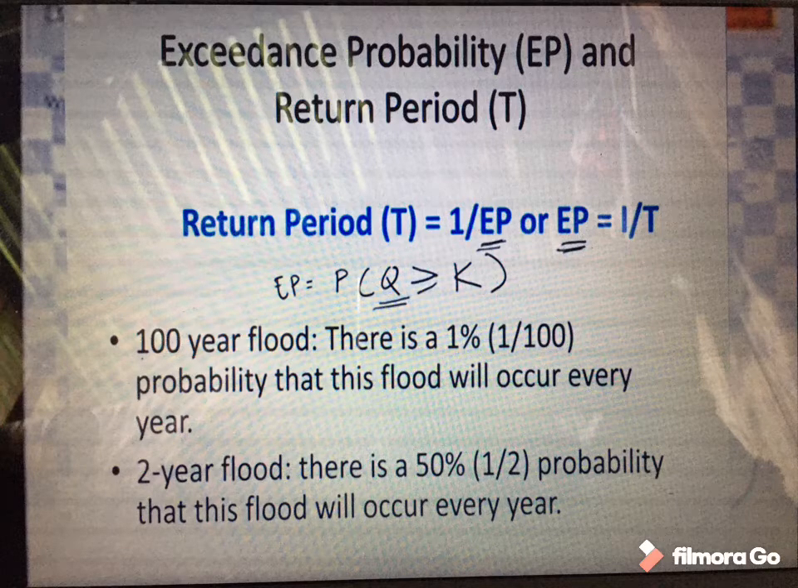Take a look at the statements below. For a 100 years flood, we say that there is a 1% chance. This 1% is 1 over the return period, which is 100. Next is a 2 years flood. There is a 50% chance. So 50% is again 1 over T, where T in this case is 2. So instead of saying a 2 years flood, we say there is a 50% chance that a flood will occur every year.